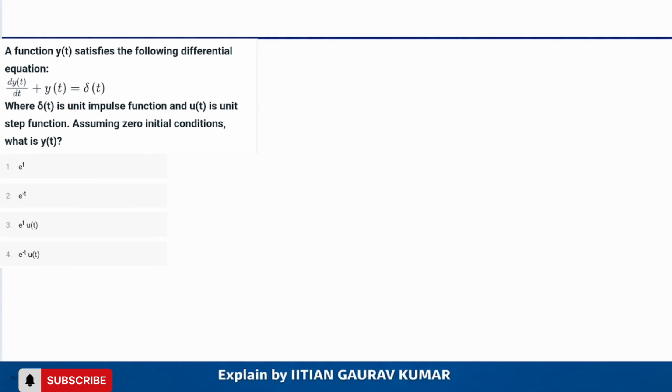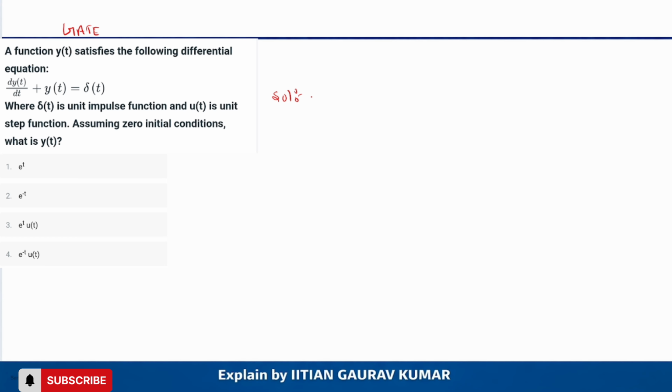So come to the next question. This question is very easy. Firstly, pause this video and solve it on your own. The function y of t satisfies the following differential equation, where delta t is the unit impulse function, as you are all aware, and u of t is the unit step function. Assuming zero initial condition, what is y of t?